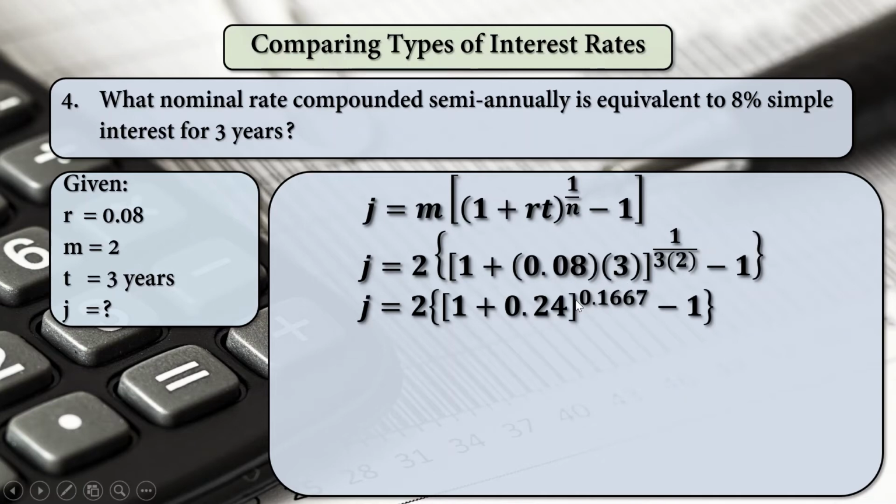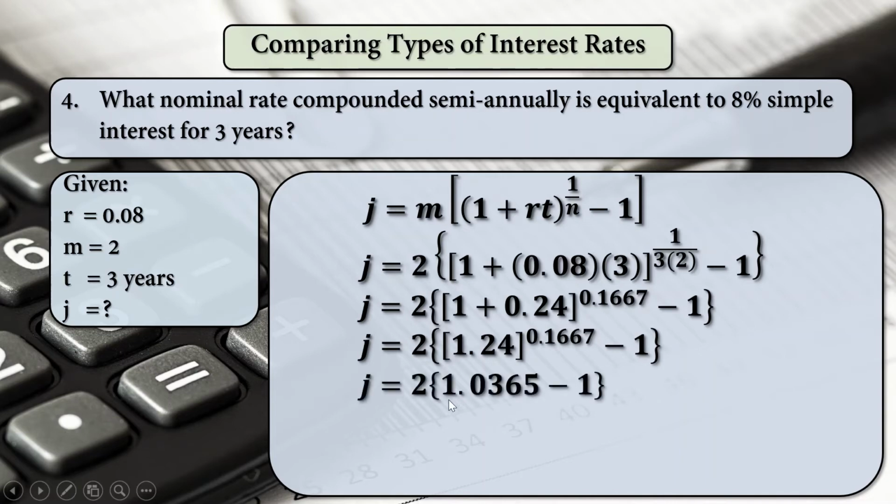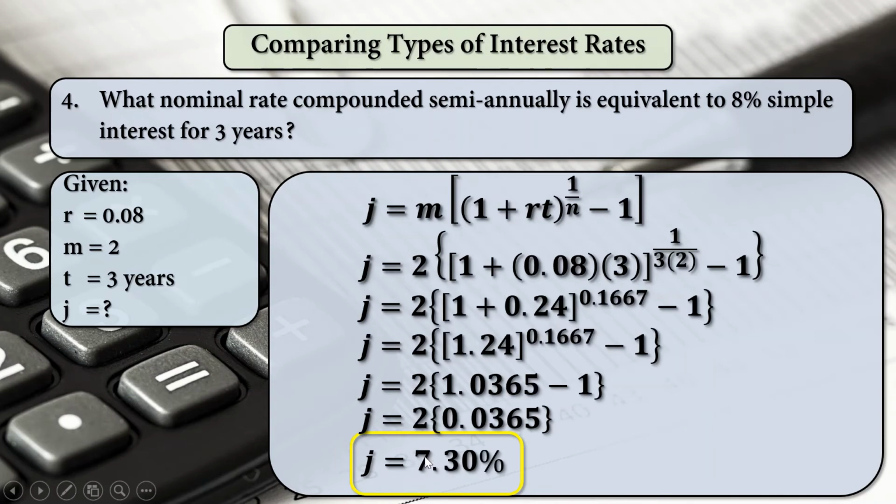And then 0.08 times 3 is 0.24, and then 1 over 6, because 3 times 2 is 6, 1 over 6 is equal to 0.1667. And then 1 plus 0.24 is 1.24, and raising that value to this exponent, that will be equal to 1.0365, and then subtracting 1, that will be 0.0365 times 2, that is 7.30%. So we have directly multiplied 100 to this value in order to find the percentage form.